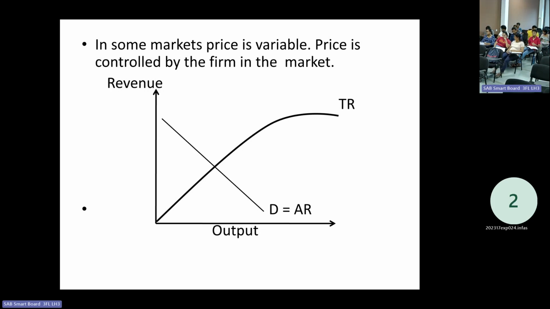But when it comes to other markets, that means imperfect markets, they have some control over the price or the quantity. In such cases, price is variable. Therefore, we see the non-linear curve, and the demand curve for such firms is a downward sloping demand.